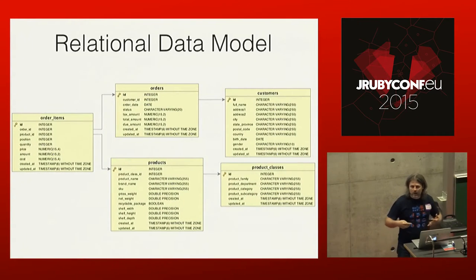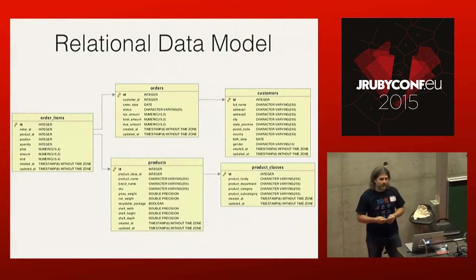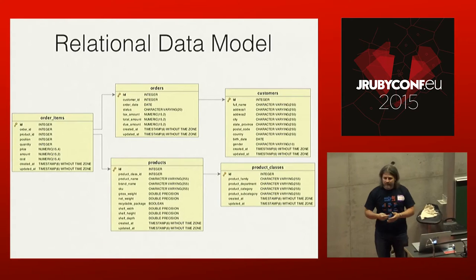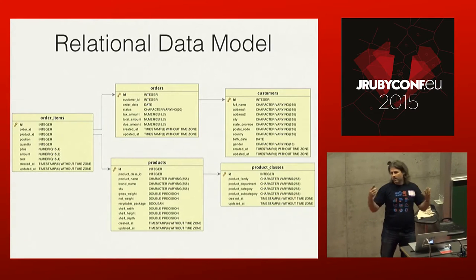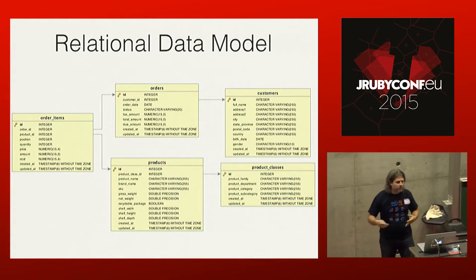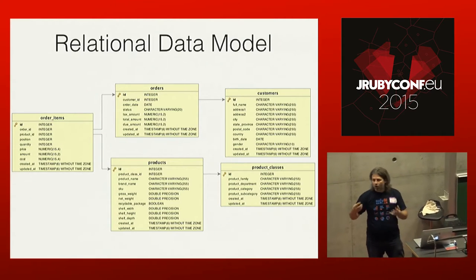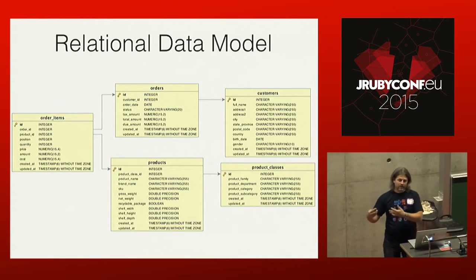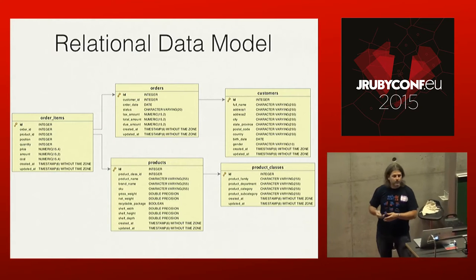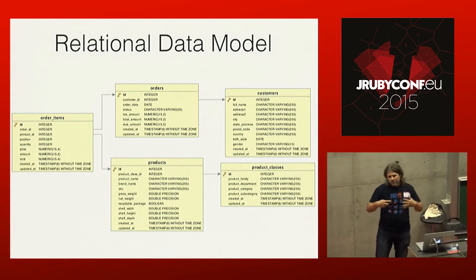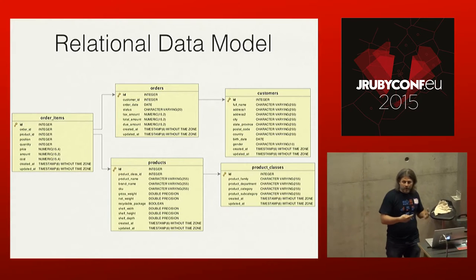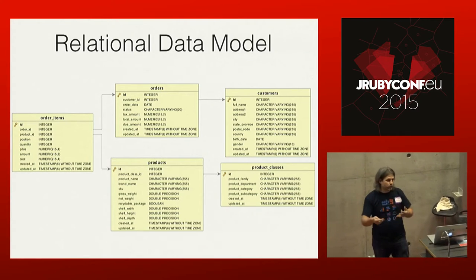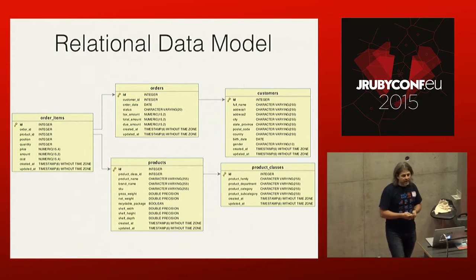Today we'll look at how we can work with a relational data model to store data in our application. Let's imagine the typical sales application where we have customers making orders. Orders contain items, which contain products, and we classify these products by product classes. The relational data model is good for storing and processing individual transactions.